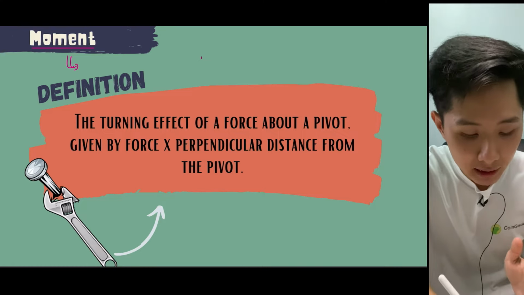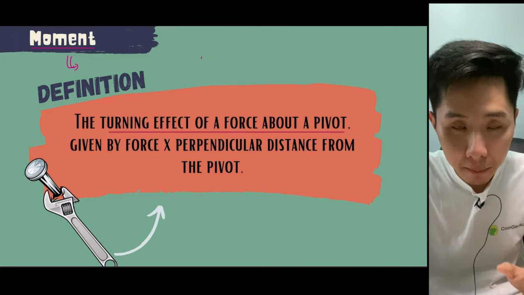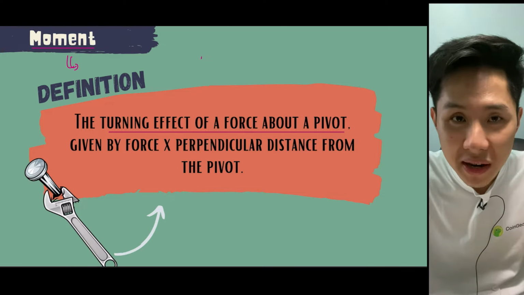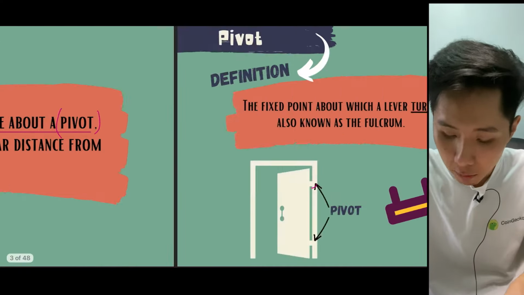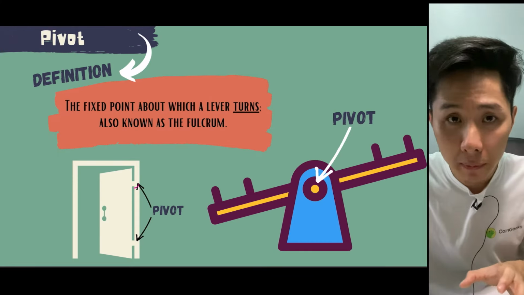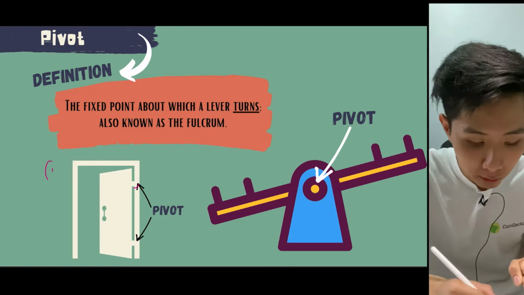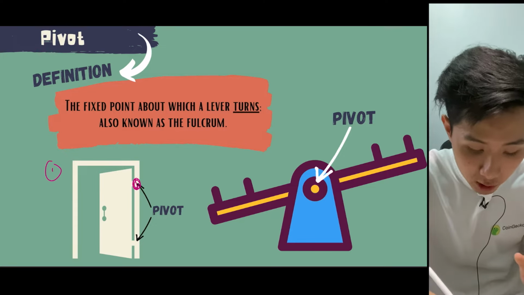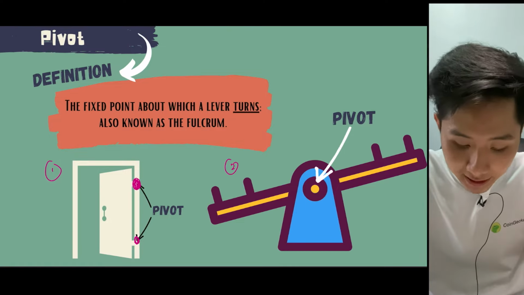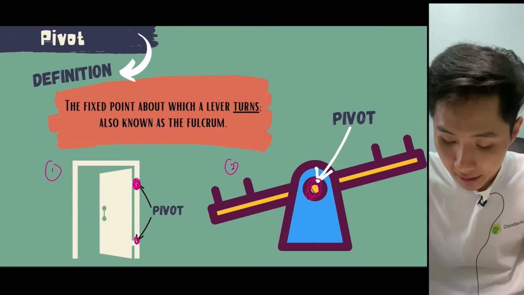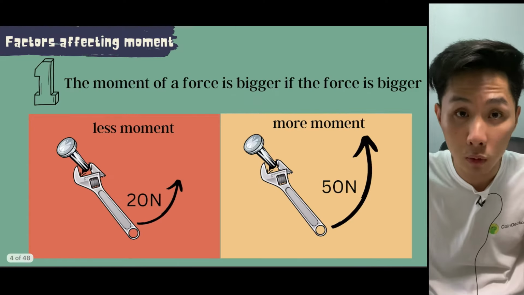Moment is basically defined as the turning effect of a force about a pivot. Meaning, if you have a lot of moment, it means that you are creating a big turning effect. And what about the keyword pivot? The definition of pivot is the fixed point about which a lever turns. To give you some examples, the pivots on a door would be the hinges, because this is the point about which the door will turn. The second example is a seesaw, and in the middle of the seesaw there's usually a support. That's the pivot, because that's the point about which the lever will turn.